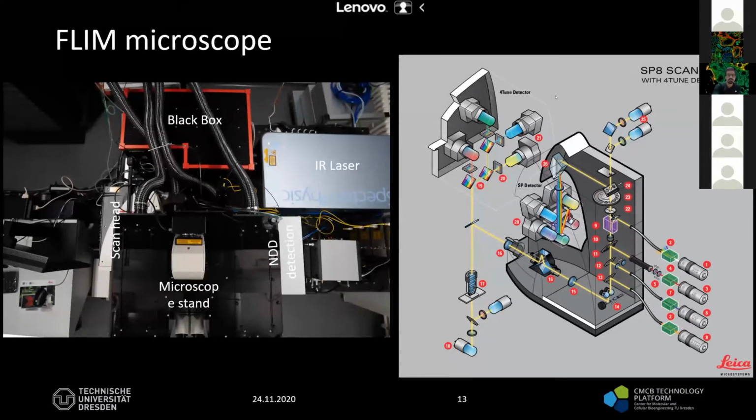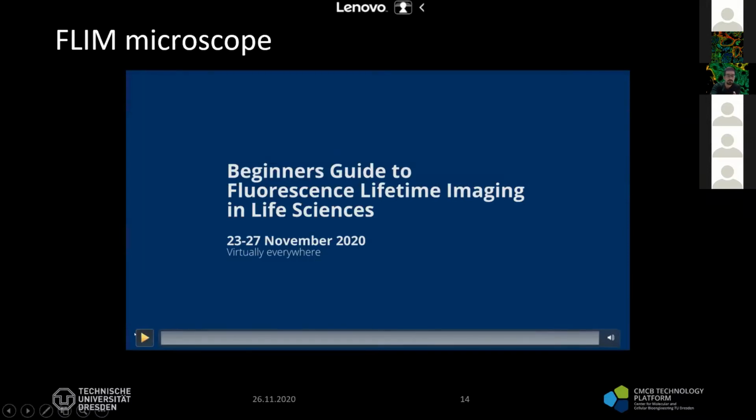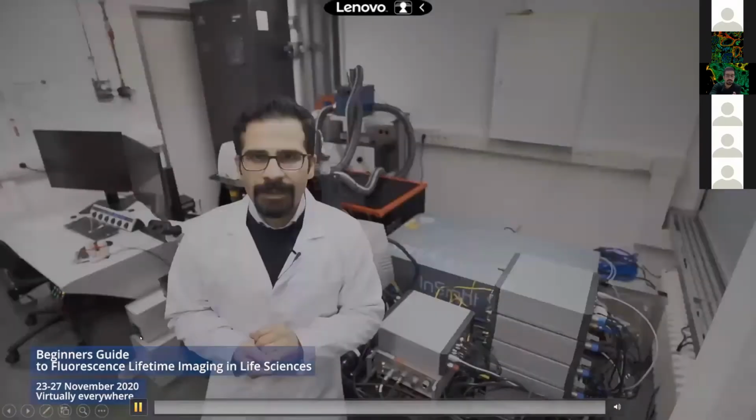The infrared laser emits the light, which passes through this black box, and then the laser is guided toward the scan head. It is scanned, and then sent to the microscope stand, where there are the objectives and so on. We have a very short video explaining a little bit about the system, so let's play it here.